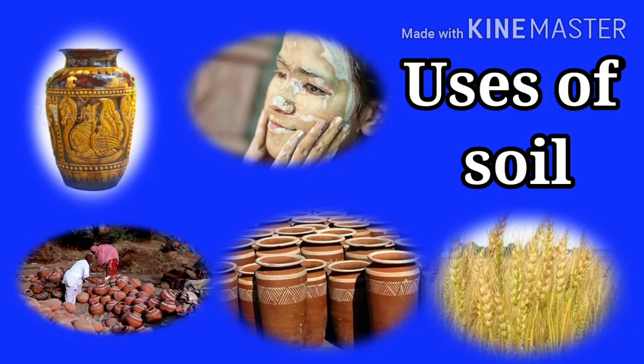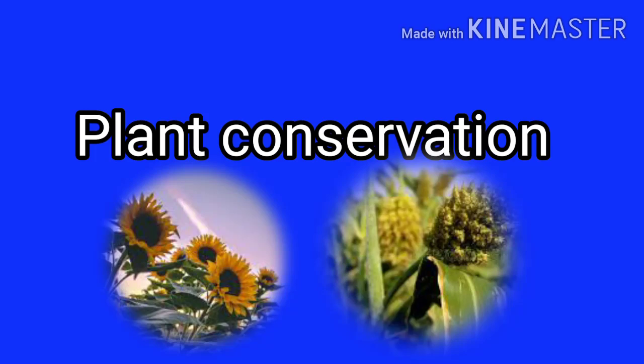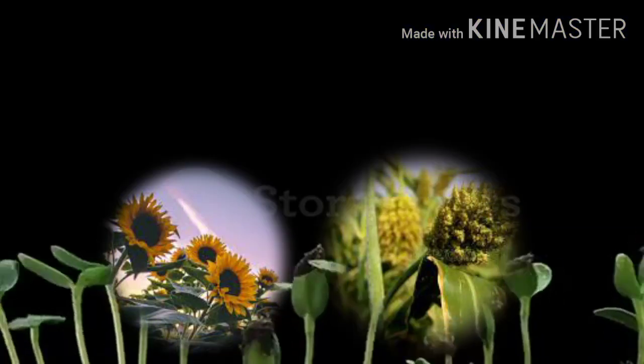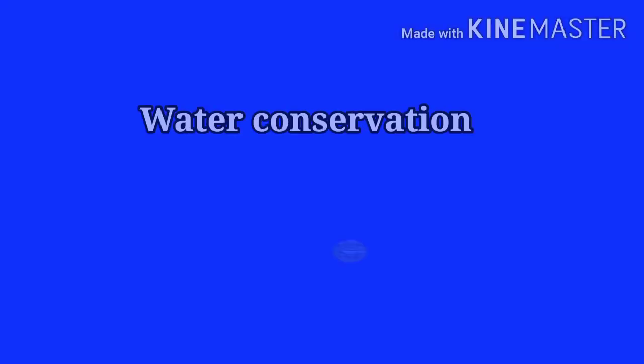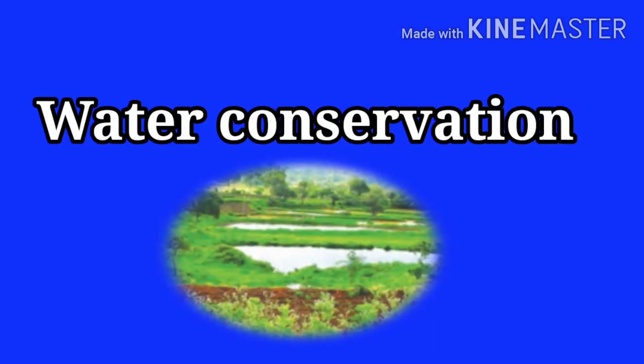Usage of soil. Plant conservation, to help plants to grow. Water conservation. Soil holds water. As a result, by means of barns and lakes, we can get water for use throughout the year.